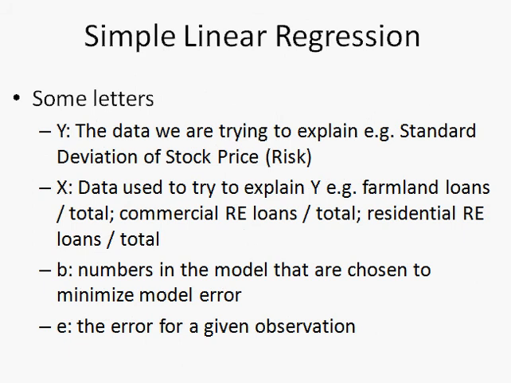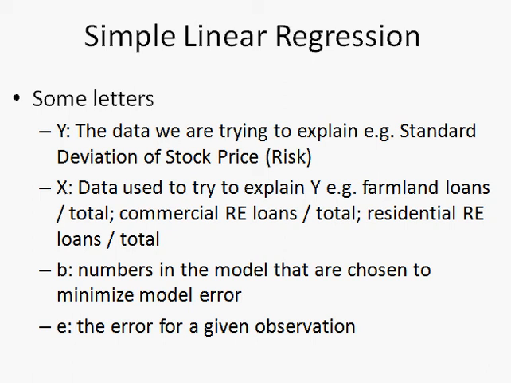So to do that, I'm going to just define some letters here in the equations I'm going to write. So I will use y consistently for the data we are trying to explain. So if I was thinking about what makes a bank riskier or not, well, I'm trying to explain the riskiness of a bank. So my y would be some measure of risk of a bank. So I've got here standard deviation of stock price. That'd be one way to approach it. So my y, I have the standard deviation of the stock price of a list of banks. That would be what I'm trying to explain.